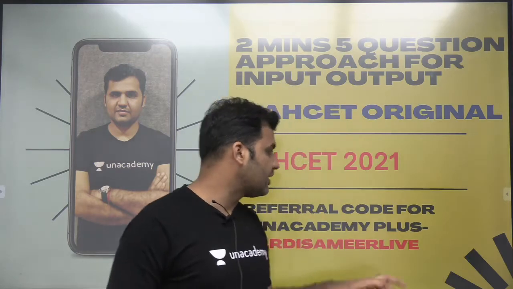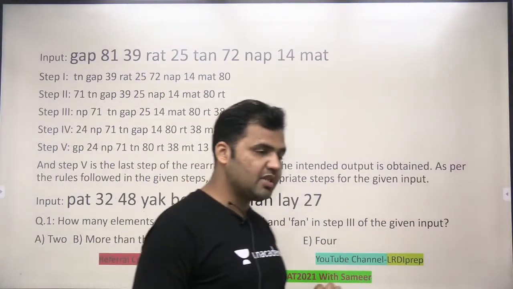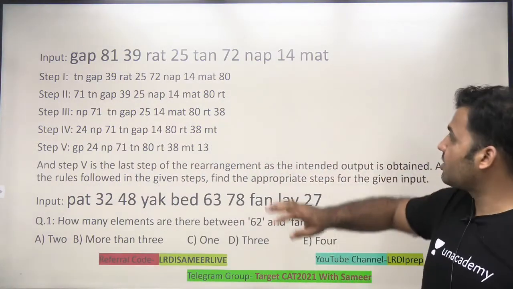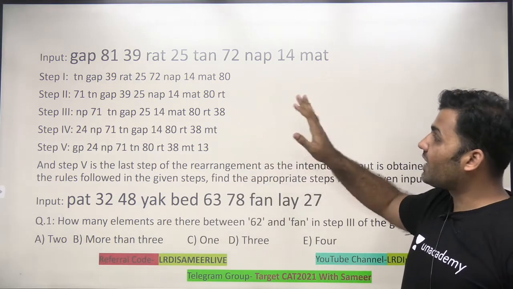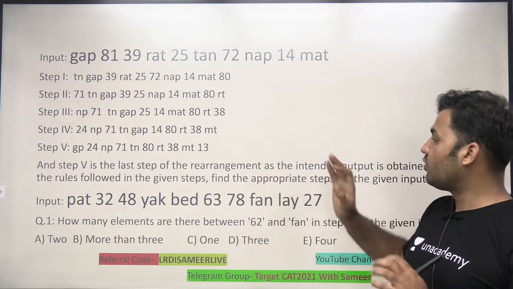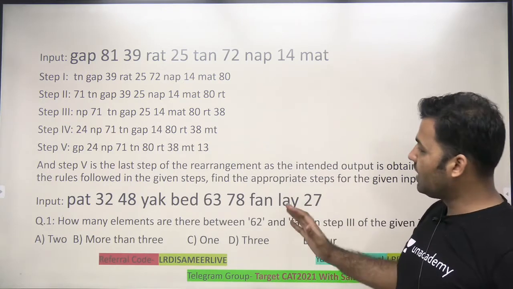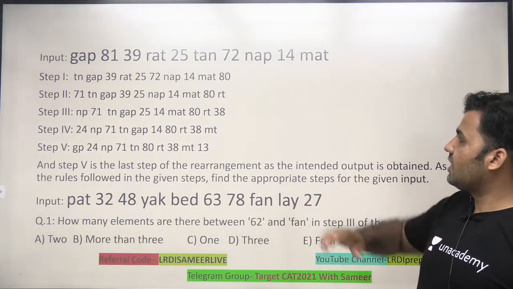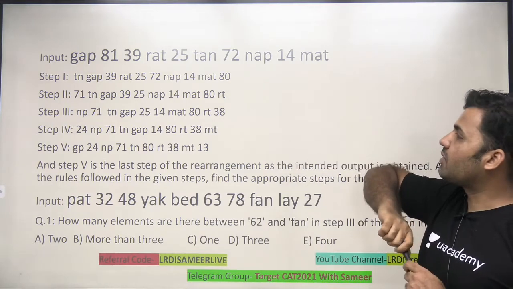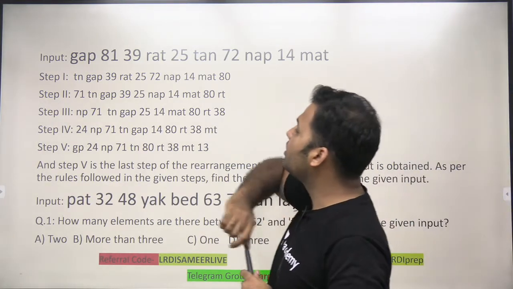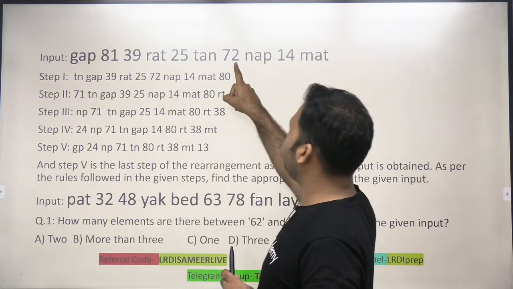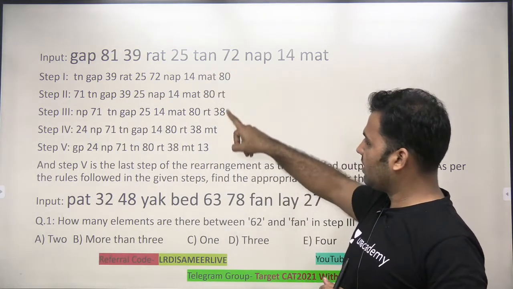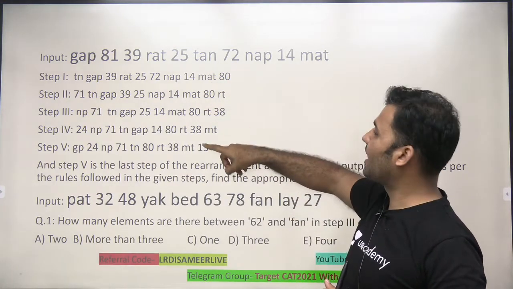Let's have a look at this one set which came in the previous year paper. This is a Maharashtra CT original set, and using the approach that I'm going to tell you, you will be able to solve all 6 questions within 2 minutes. So guys, the basic methodology of solving an input output question is that first you need to analyze all the 5 steps which are given here.